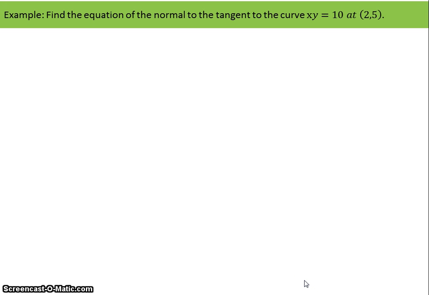Let's see an example. Find the equation of the normal to the tangent to the curve xy is equal to 10 at 2, 5. The first impression of this expression would give you that you would want to apply implicit differentiation, but instead I prefer to make y the subject of the formula wherever possible. So I could rewrite this expression as y is equal to 10 over x, or equivalently 10x to the power -1. This is much easier to differentiate, by the way.